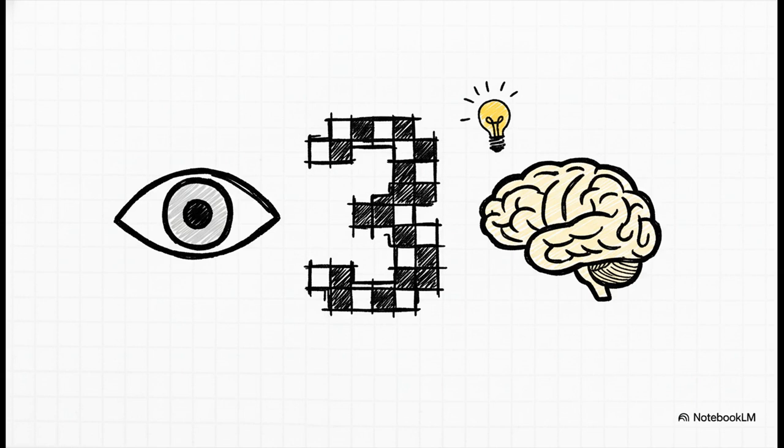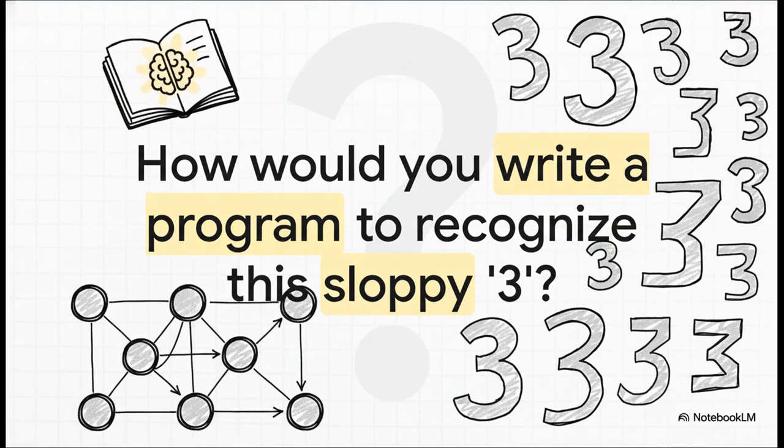Okay, so take a look at this. It's a 3. You knew that instantly, didn't you? I mean, it's a mess, it's sloppily written, it's super low res, but your brain has zero problem just getting it. And that's the fascinating part, isn't it? Something that is completely effortless for us is unbelievably hard for a computer.